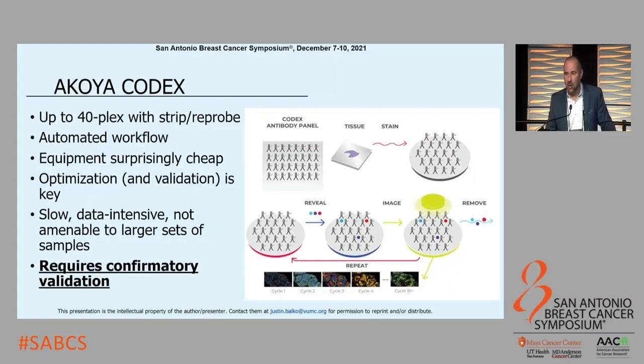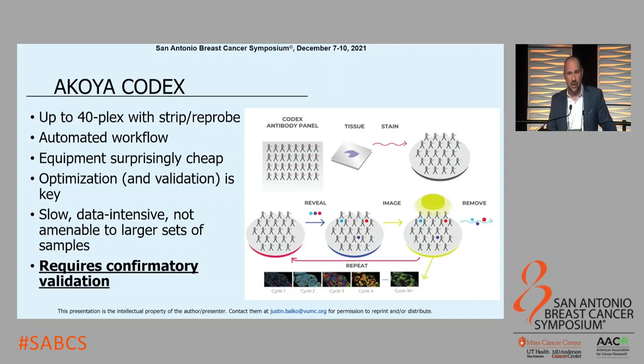And then finally, Akoya CODEX. This is a 40-plex analysis with a strip and reprobe. Essentially what you're doing is you're using 4 to 5 different channels. You're binding all the antibodies, you're stripping those off, to be quite basic about it, and then reprobing with a new set of 4 or 5. You're imaging in between each one of those. The equipment for this is surprisingly cheap. It's automated, but the optimization and validation is key.